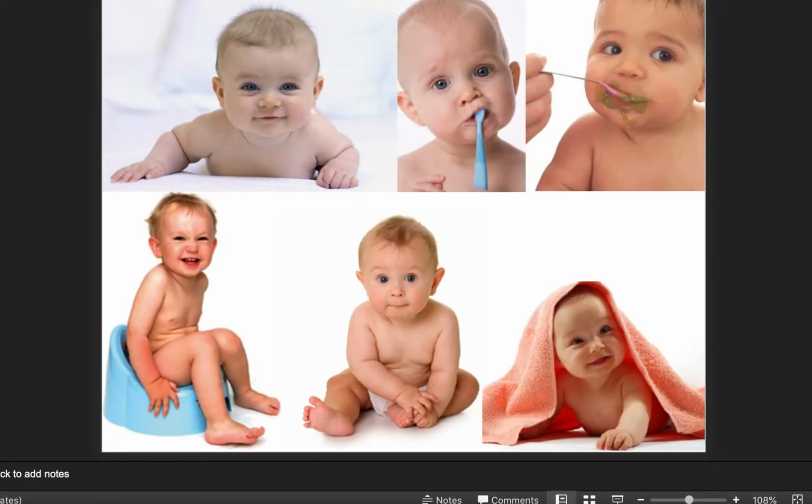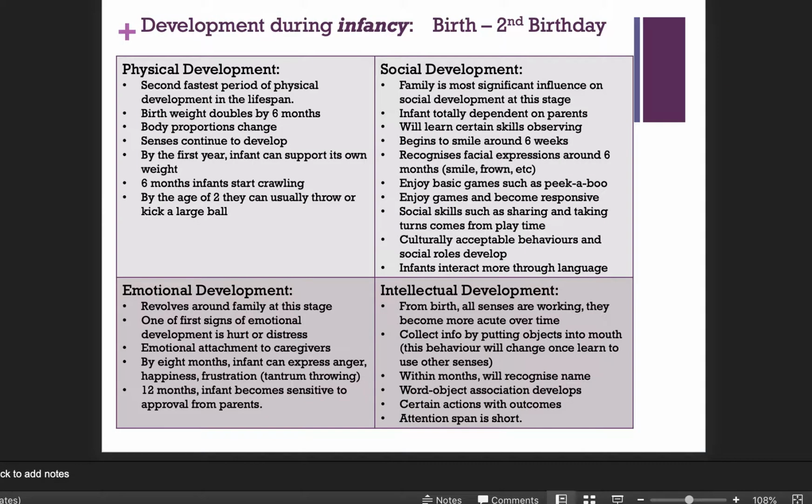So let's have a look at this young bubba phase. This is infancy, birth to second year. In terms of physical development, this is the second fastest period of development within the whole lifespan. The first 2 years of life, physical development is massive. Body proportions change. When babies are born, their heads are massive. And then the bodies and the legs and the arms and everything grows to be proportionate.